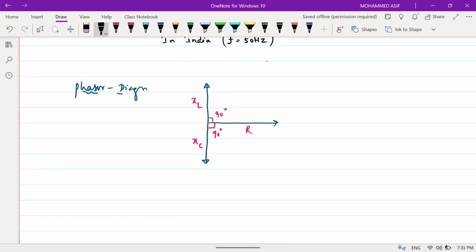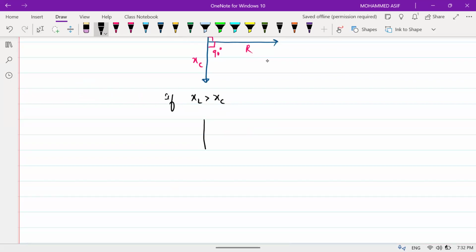Now see, if I give the condition that XL is greater than XC, then XL is dominating. So in that case, I can draw like this. This will be equal to R, and above it will be XL minus XC. The resultant of this is Z, which makes an angle of phi. What is Z? Z is known as impedance.